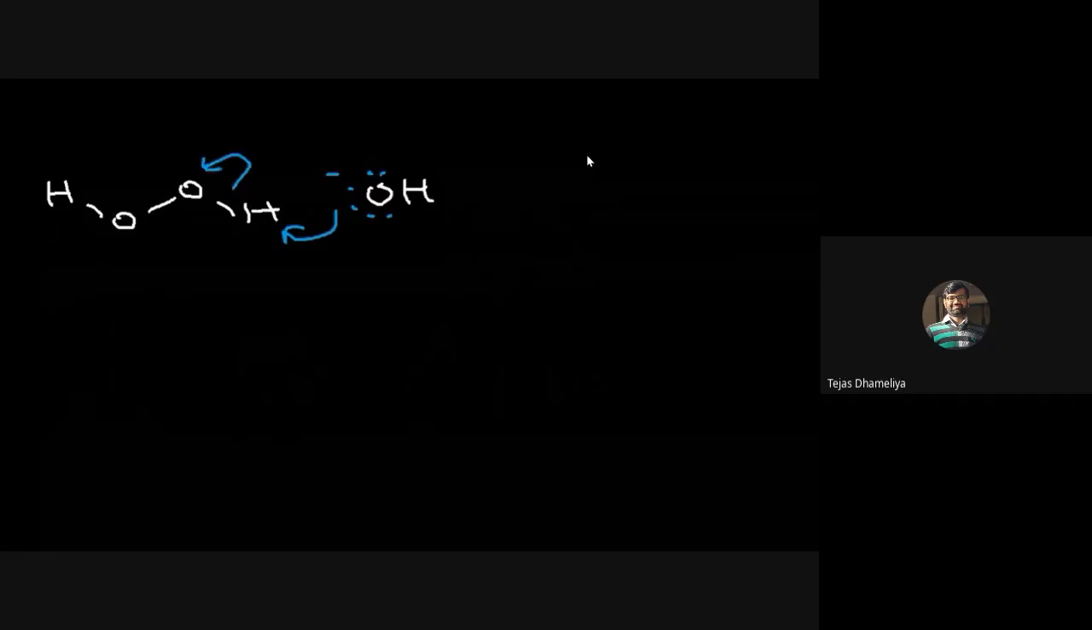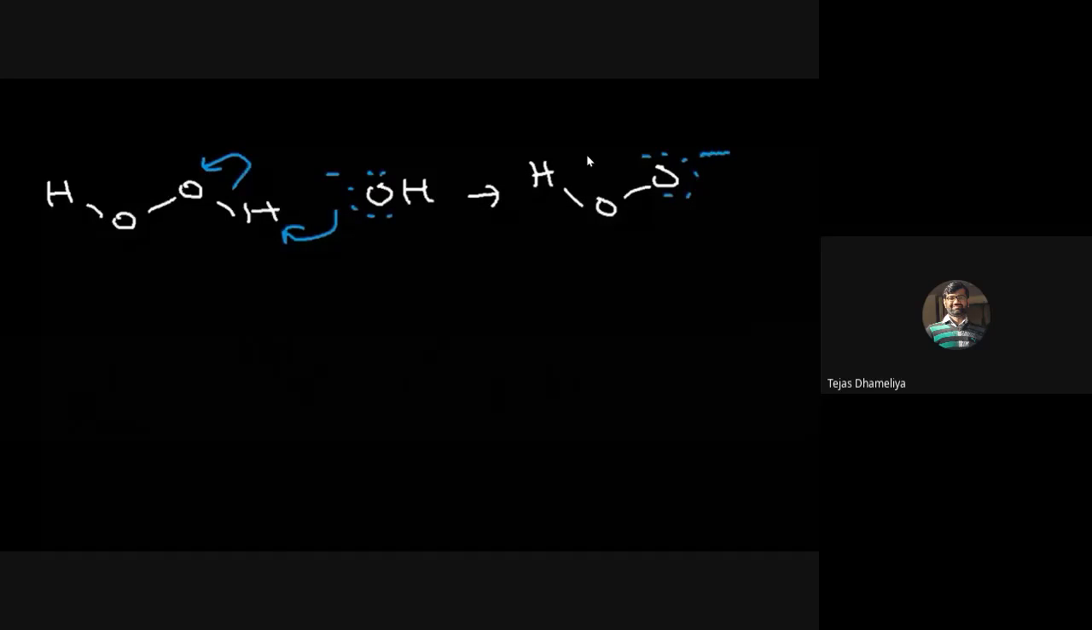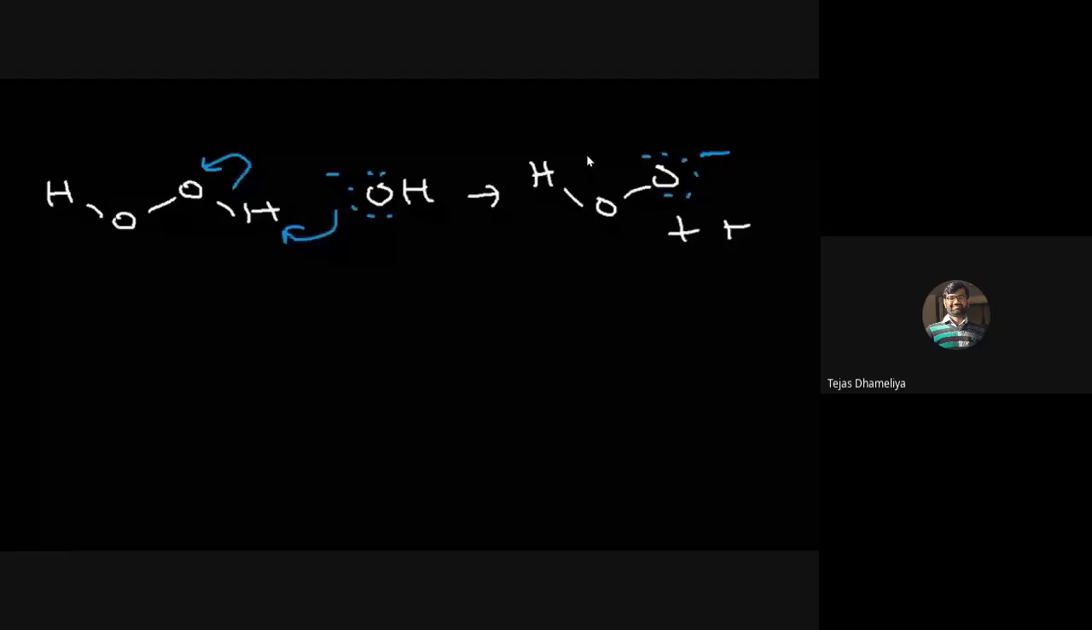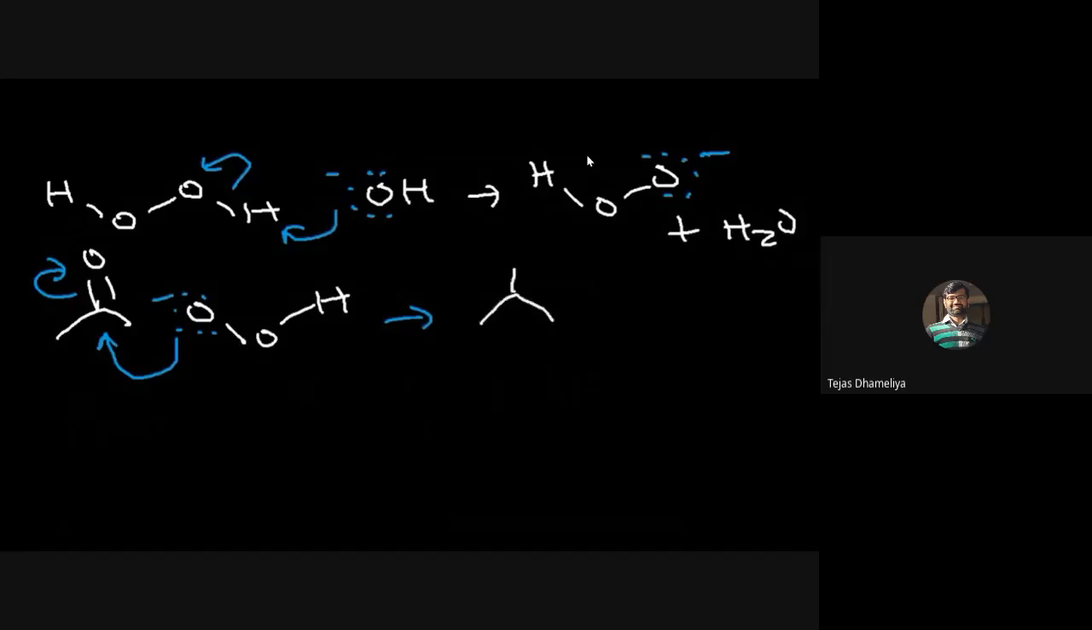What is hydrogen peroxide? Hydrogen peroxide is like this, two oxygen atoms connected with each other. One hydroxide will snatch the proton from hydrogen peroxide and make this anionic oxyanion, plus water. Now this oxyanion, basically peroxide anion, is going to react with the carbonyl compound, and thus it will form this oxyanion.